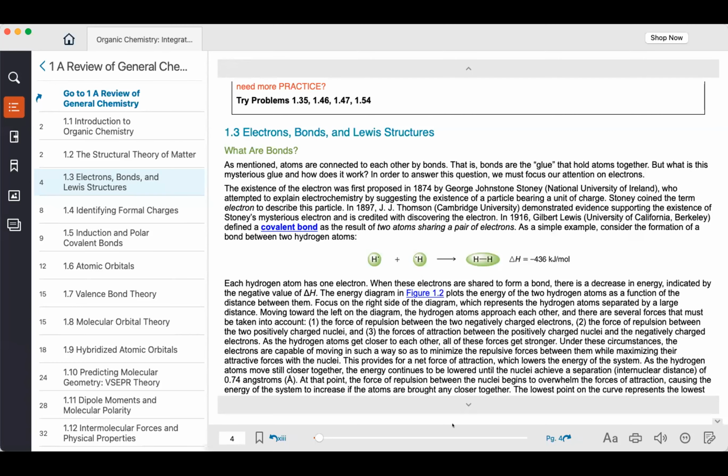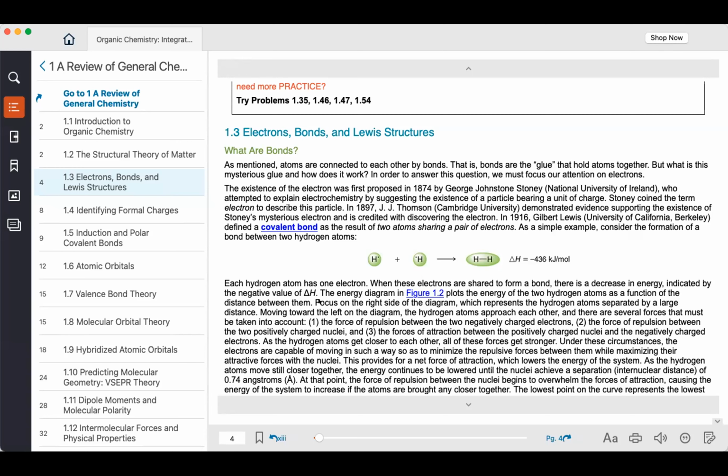This is section 1.3 in your book called Electrons, Bonds, and Lewis Structures. So what we're going to talk about here are exactly what are electrons, what are bonds, and how can we talk about both of these using Lewis structures.